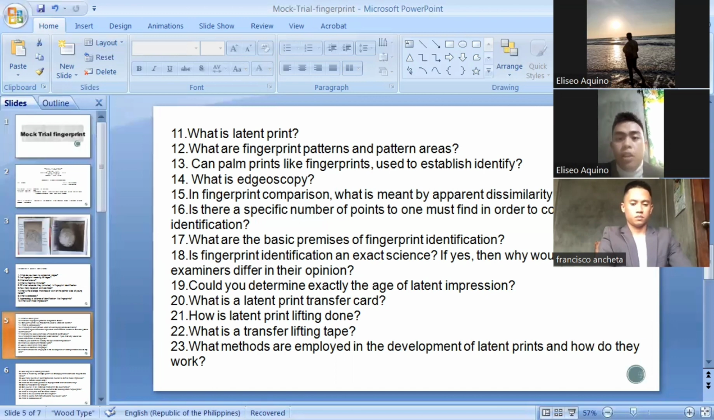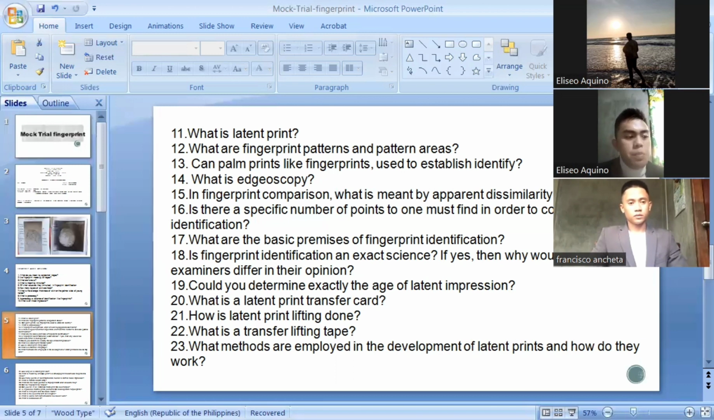What is edgeoscopy? Edgeoscopy is a method of identification through the examination of the unique details and characteristics found along the edges of individual fingerprint ridges. And in the fingerprint comparison, what is meant by apparent dissimilarity? Apparent dissimilarity refers to the visual differences or inconsistencies observed between two fingerprint impressions during the process of analysis and comparison.